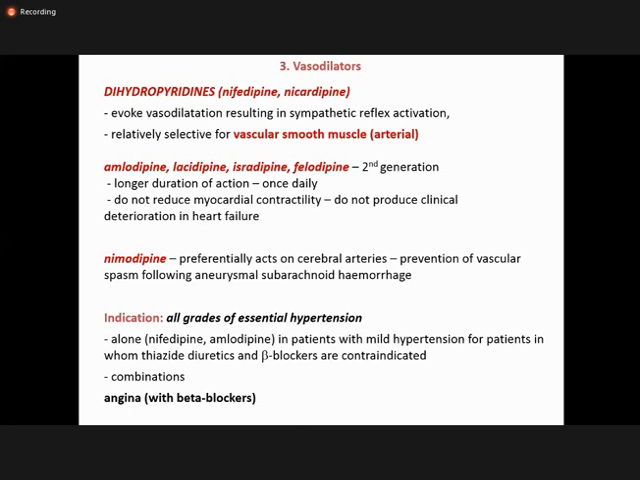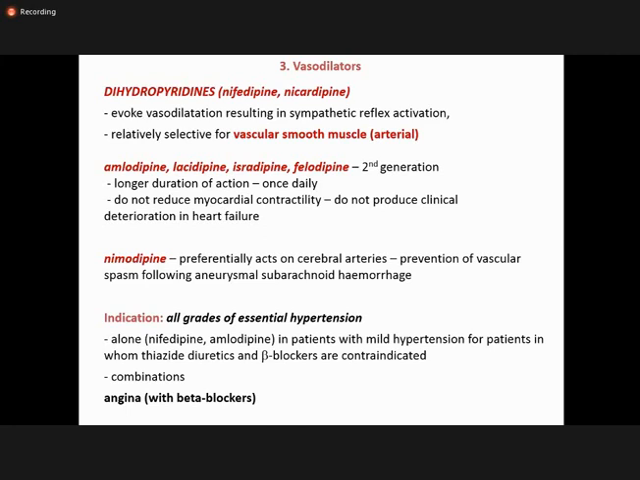So dihydropyridines evoke vasodilation resulting in sympathetic reflex activation, relatively selective for vascular tissue. Important example, amlodipine, longer duration of action, so one theory can be given. They do not reduce myocardial contractility, and do not cause clinical deterioration in heart failure. This is one of the important advantages of this group, because in heart failure we cannot use drugs which predominantly reduce the cardiac contractility or cardiac activity.